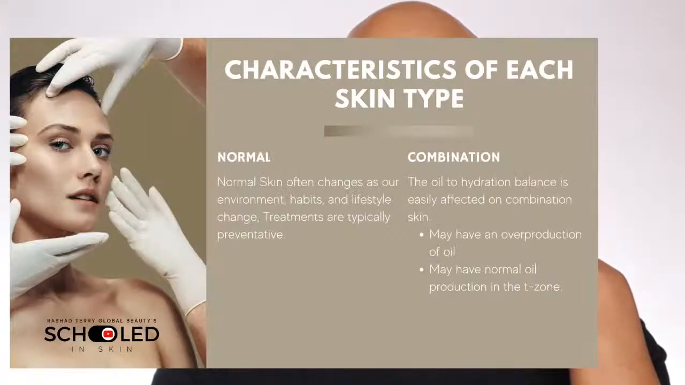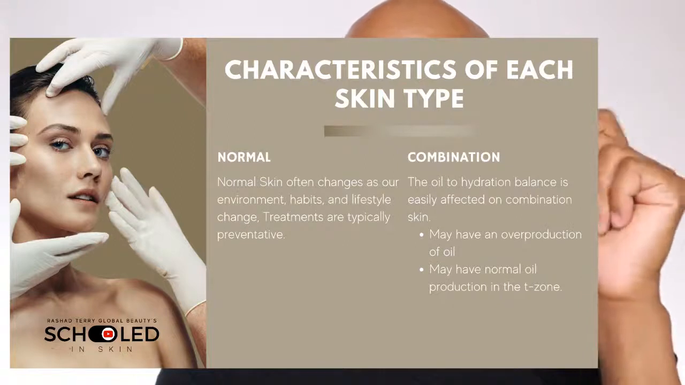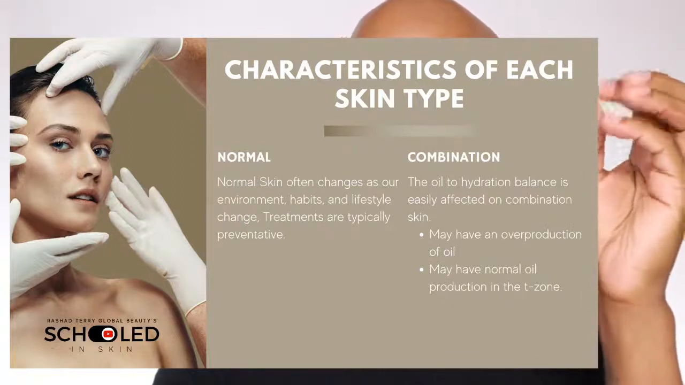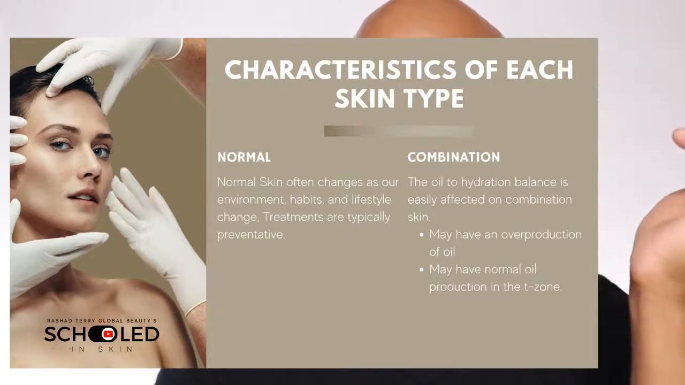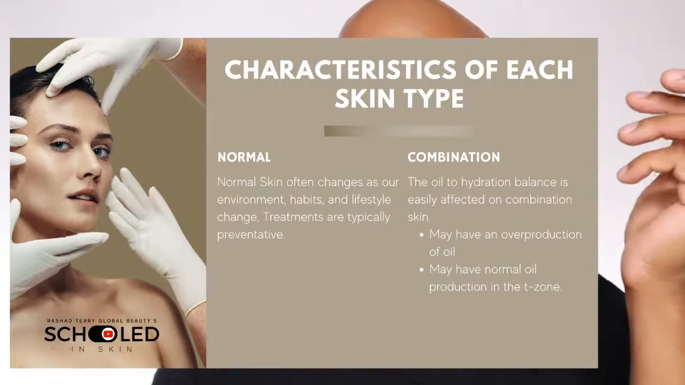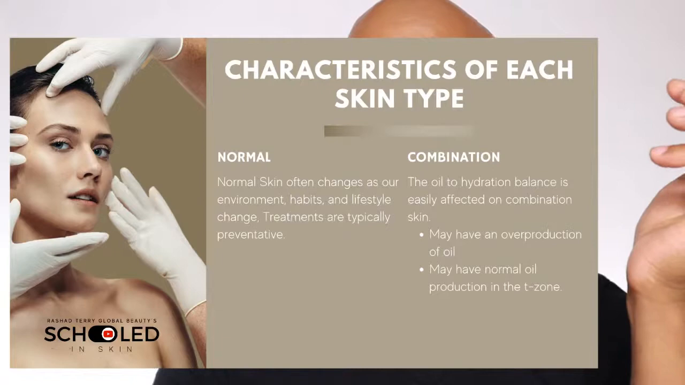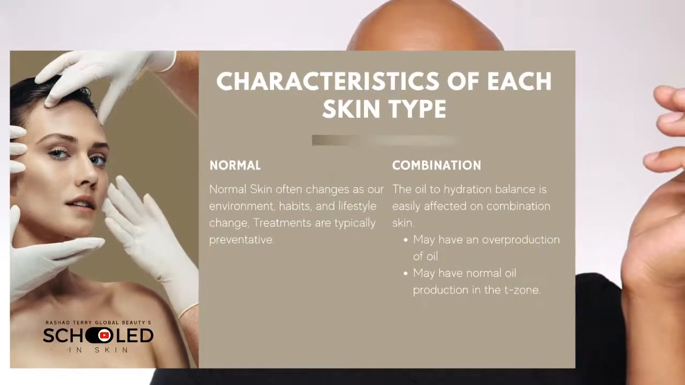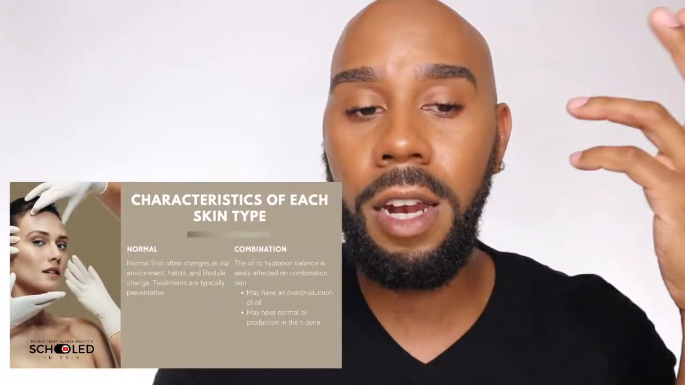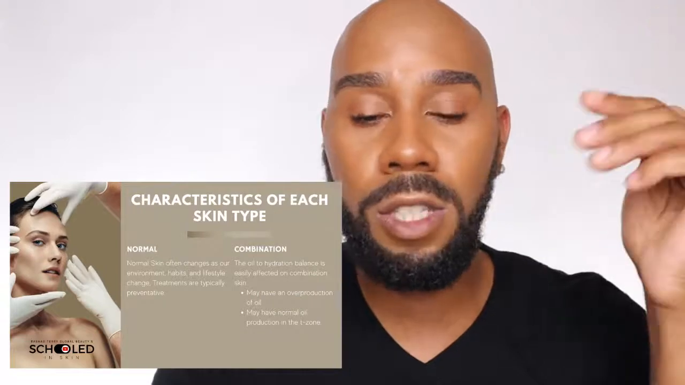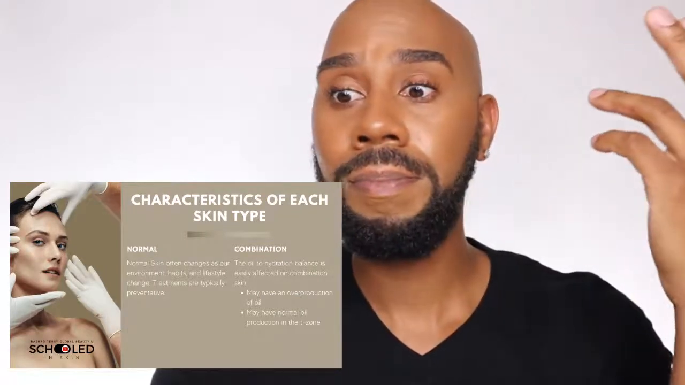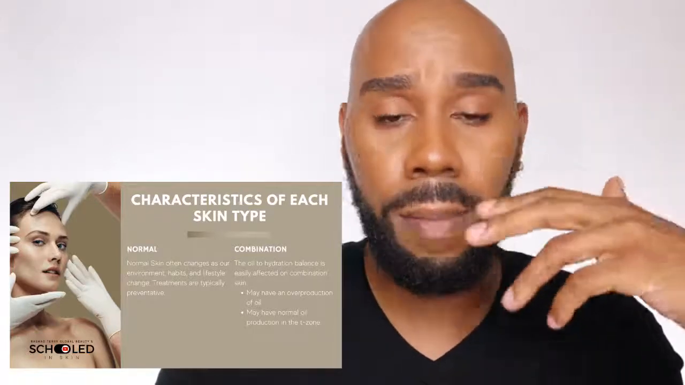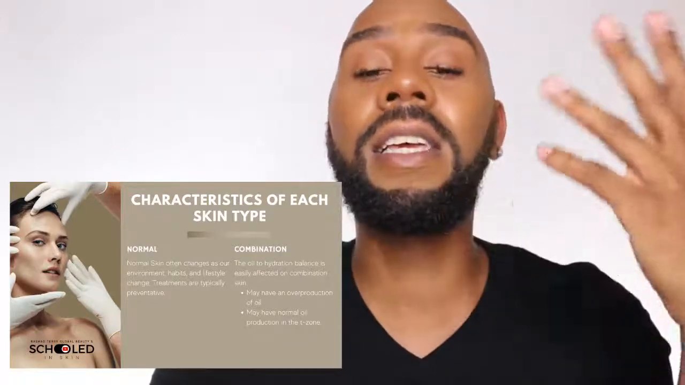So now we're going to talk about the first 2 skin types. The first 2 skin types are normal. So normal skin often changes as the environment, the habits, and lifestyle changes. Treatments are typically preventative. So when you have normal skin, most of the time your treatments are going to be categorized by what am I doing to prevent breakouts? What am I doing to prevent oiliness? What am I doing to prevent anything?